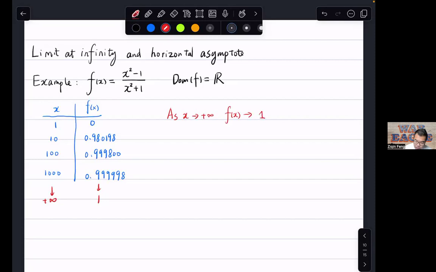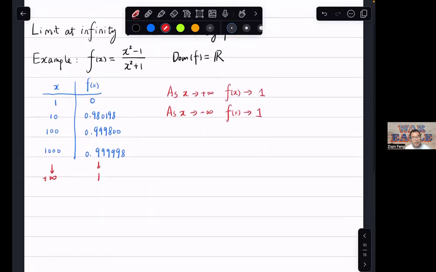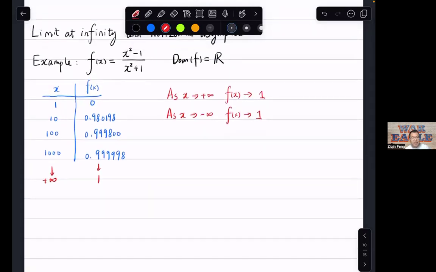And we can do a similar discussion here. You can see that as x goes to negative infinity, f of x also goes to 1, because this function is an even function. So what happens when x gets larger and larger going to infinity, the same thing happens as x gets larger and larger negatively, going to negative infinity. If this happens, we call this a limit at infinity.